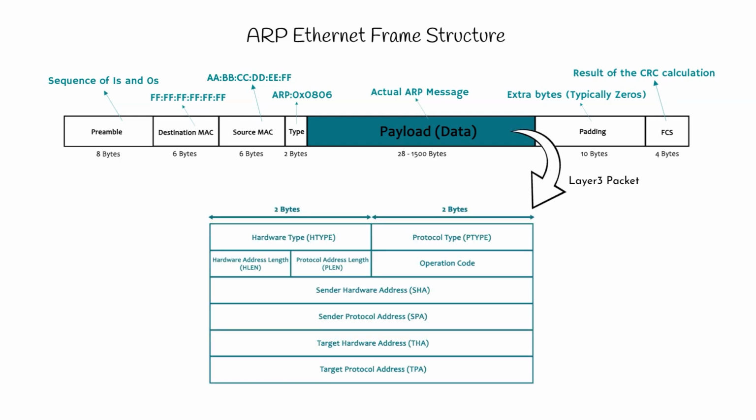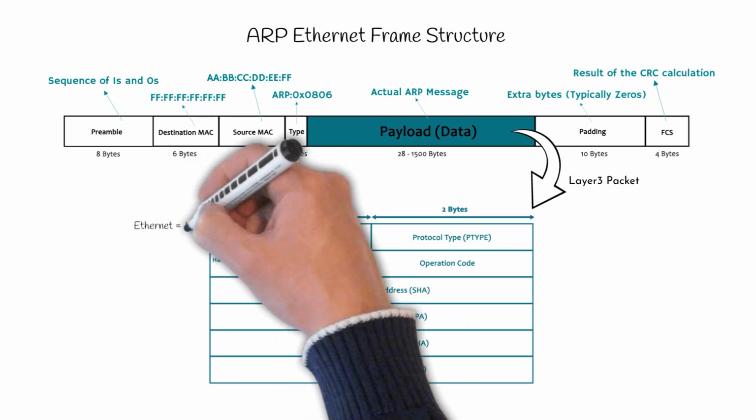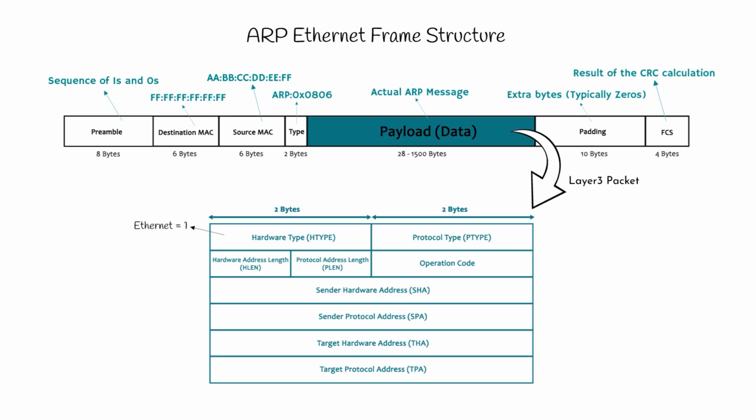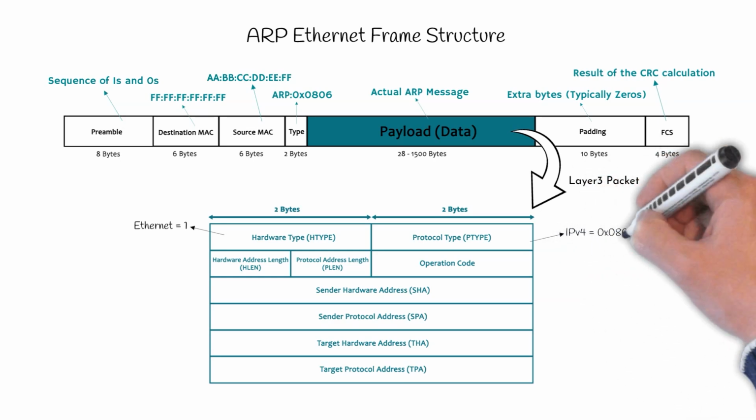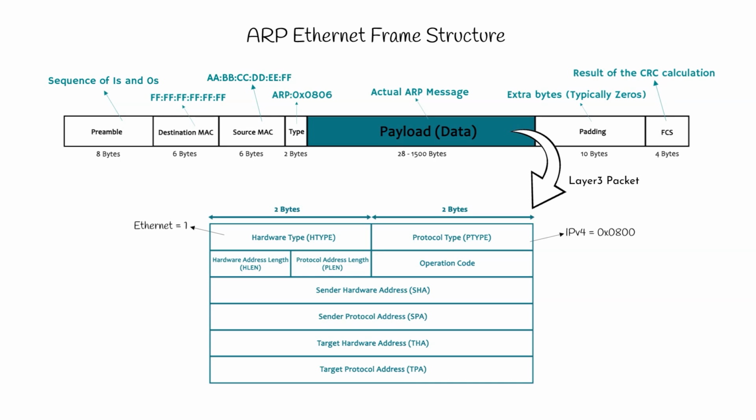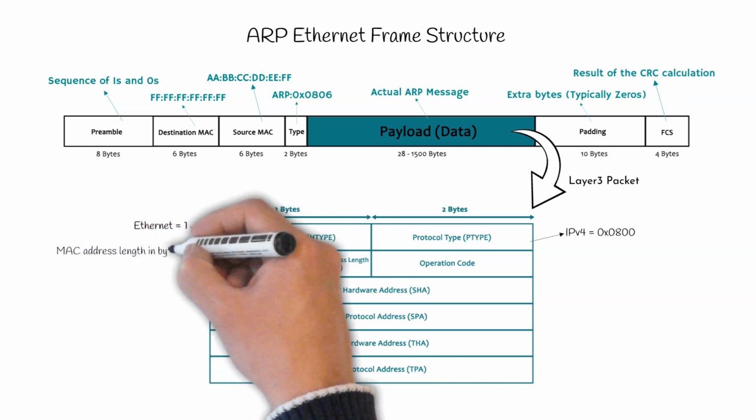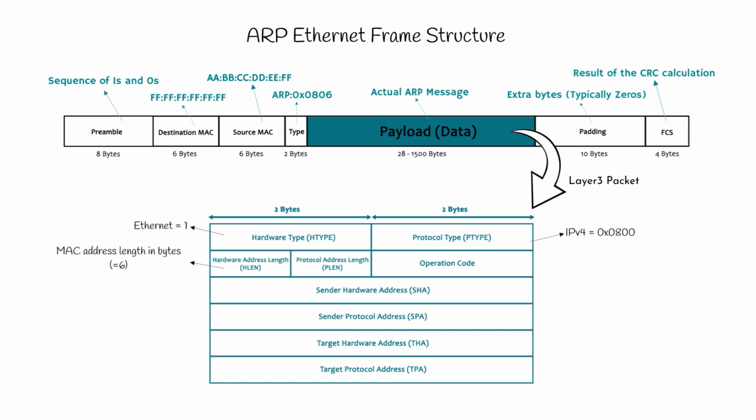The ARP packet itself consists of several fields, each serving a specific purpose. Hardware type specifies the type of hardware address being used. For Ethernet, this value is 1. Protocol type specifies the type of protocol address that the ARP request is mapping to a hardware address. In the case of IPv4, this value is 0x0800.